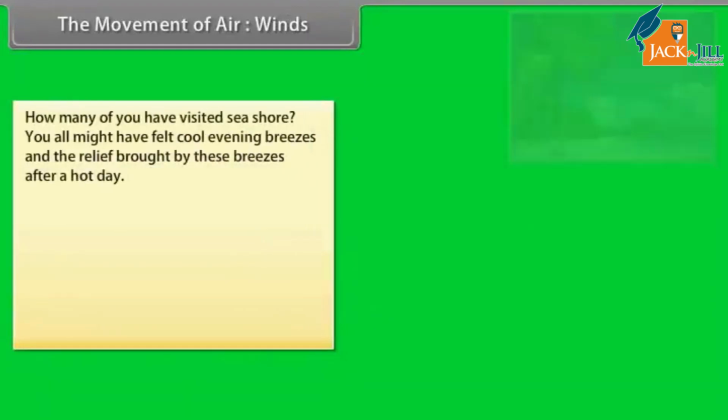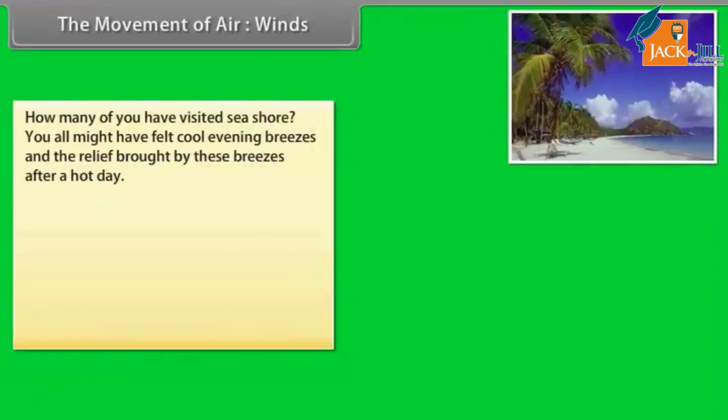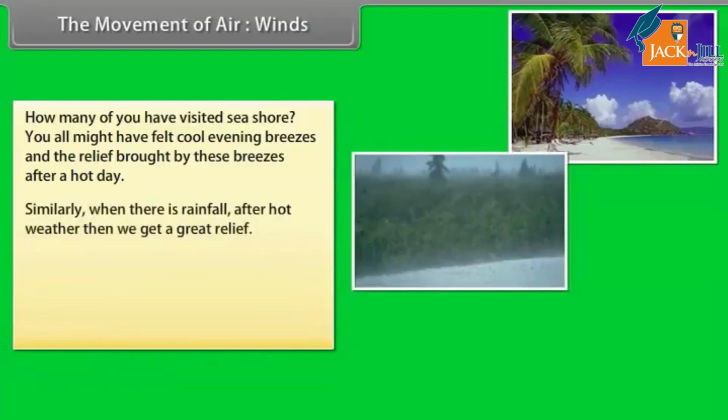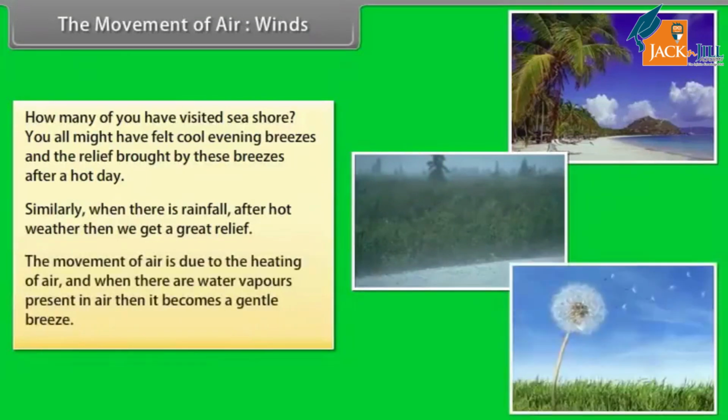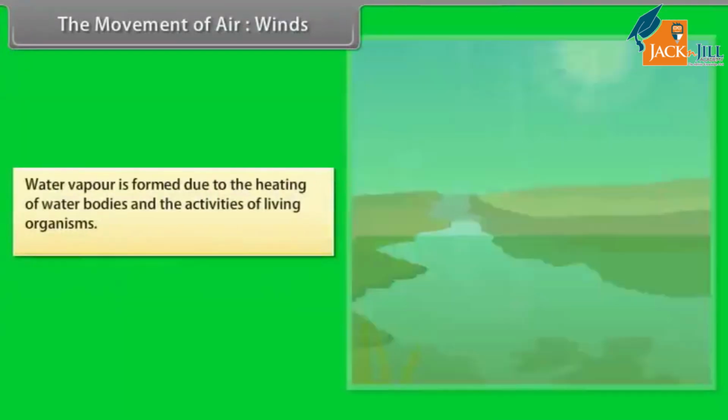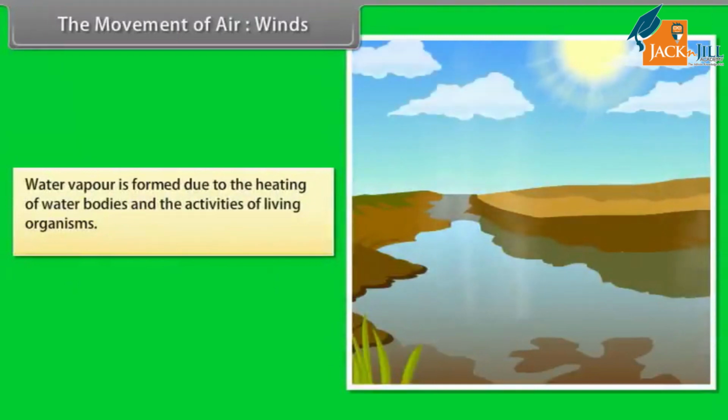The movement of air, winds. How many of you have visited the seashore? You all might have felt cool evening breezes and the relief brought by these breezes after a hot day. Similarly, when there is rainfall after hot weather, then we get a great relief. The movement of air is due to the heating of air, and when there are water vapors present in the air, then it becomes a gentle breeze. Water vapor is formed due to the heating of water bodies and the activities of living organisms.